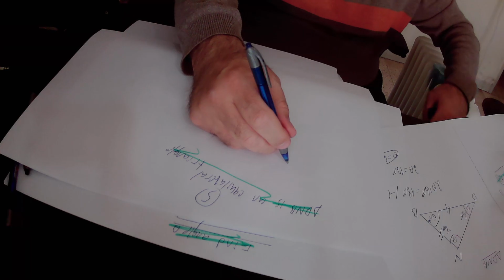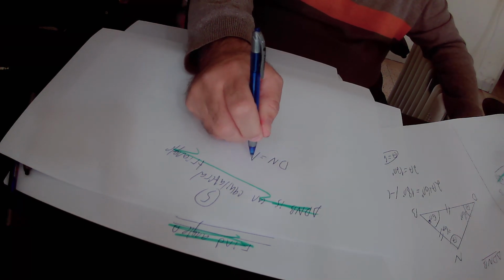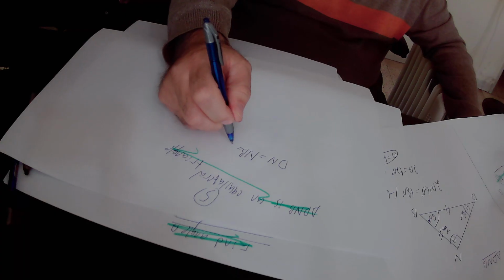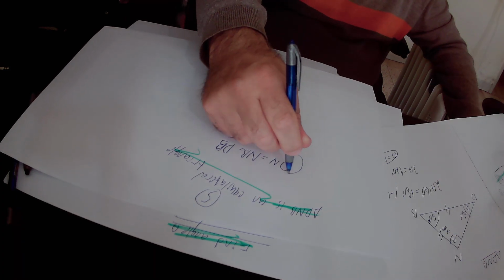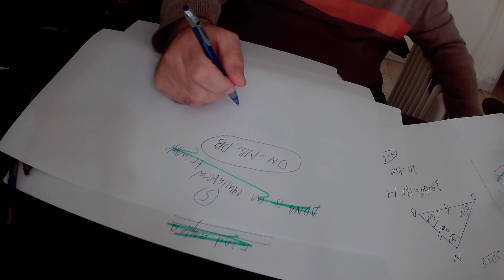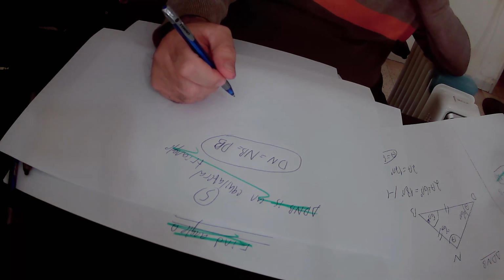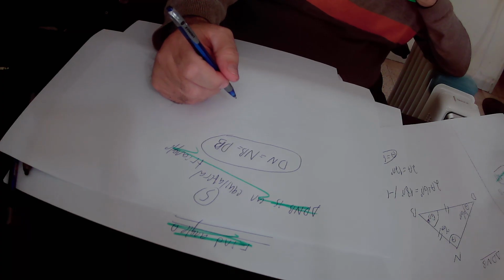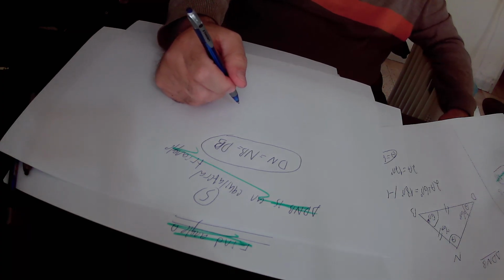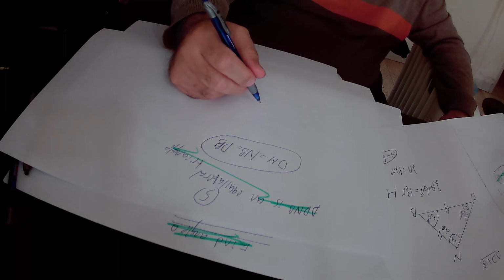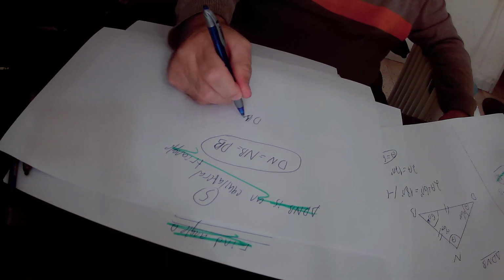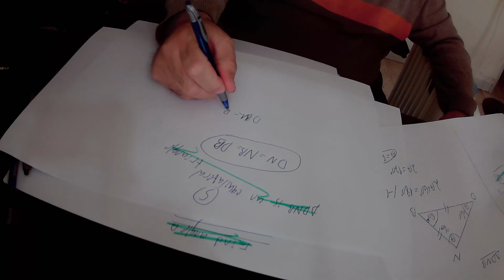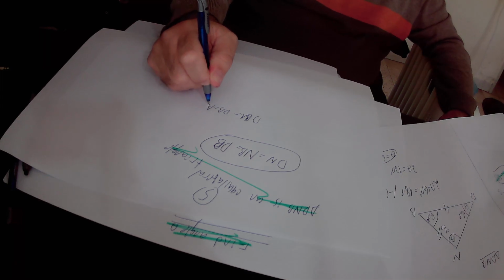So DN equals NB equals DB in triangle NDB, from one side. From the other side, we have already found out that DM equals DB equals AB.